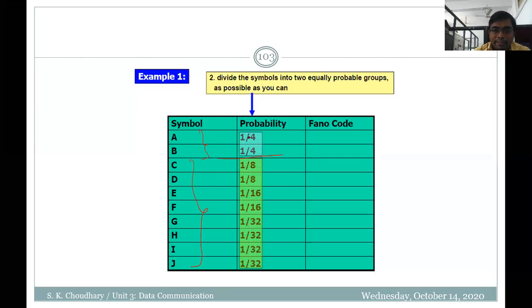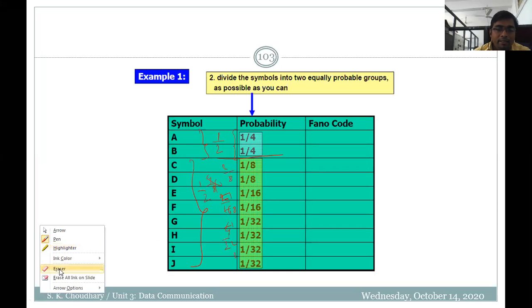So when we take the sum of the first group, it becomes 1/2, and when we take the sum of the second group, it is 4/32, then 2/16, and 2/8. So it would be 1/8, 1/8, so it would be 4/8, that is 1/2. In this way, you can see they are perfectly divided into two equally probable messages.